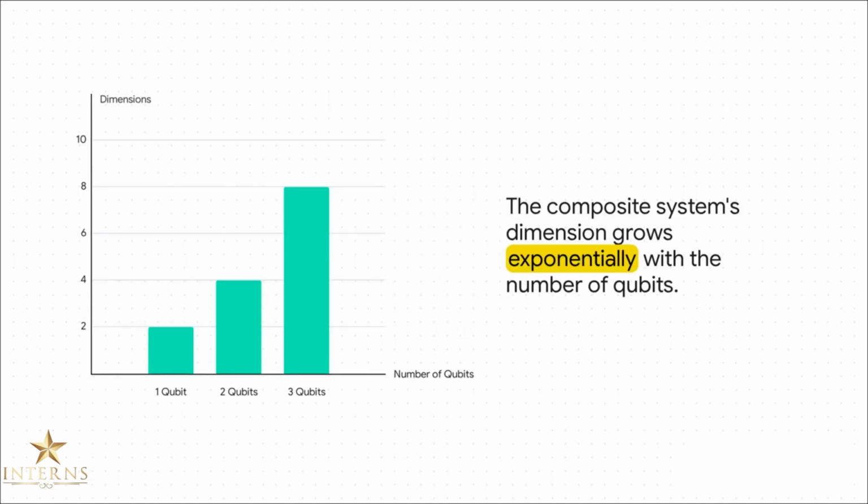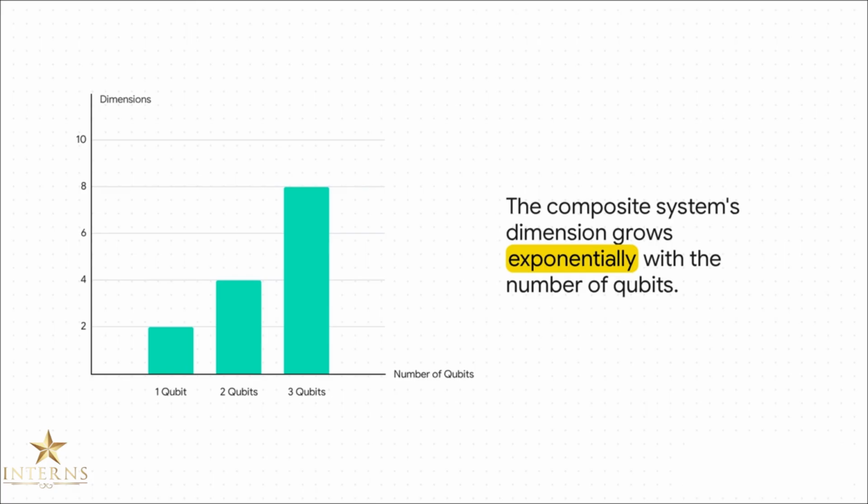Add just one more qubit, and it doubles again. Now we're at 8 dimensions. And you can see the pattern here, right? With every single qubit we add, we double the complexity of the system. This is exponential growth in its purest form, and it gets out of hand fast. By the time you get to just 300 qubits, you would need more numbers to describe that system than there are atoms in the entire known universe.